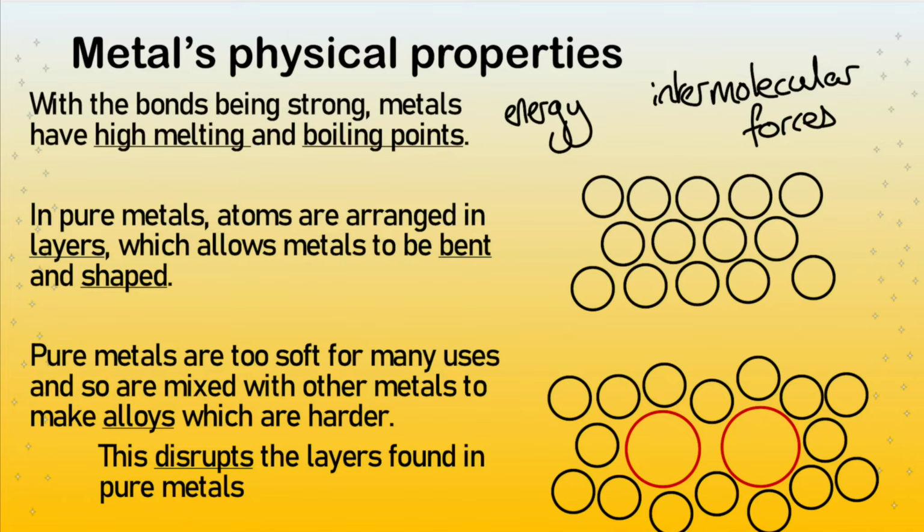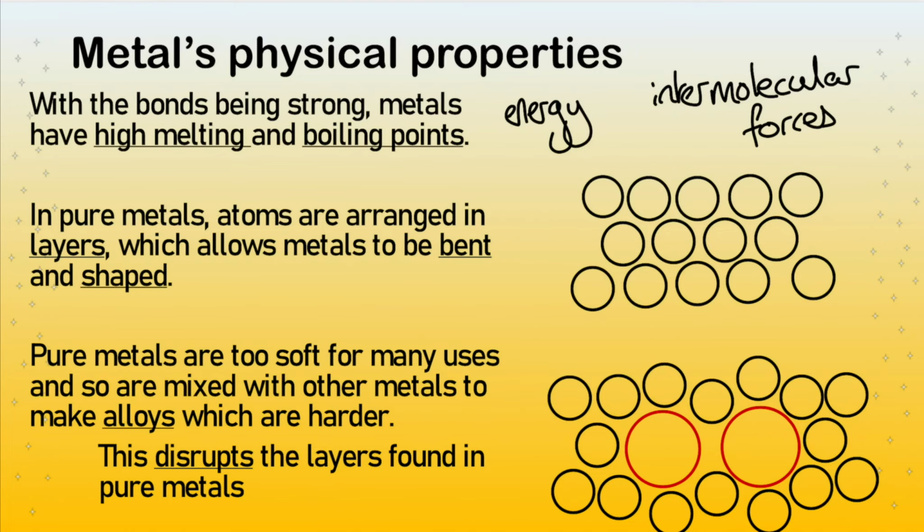And that's a property that we also saw a little bit of in graphite, that graphite's found in layers, and the layers will slide past each other, which is why we can use it in pencils. But graphite is quite brittle. Metals are very hard. They're really hard and tough to be broken, but they can be bent and shaped. But pure metals generally, because of this, are too soft for many uses.